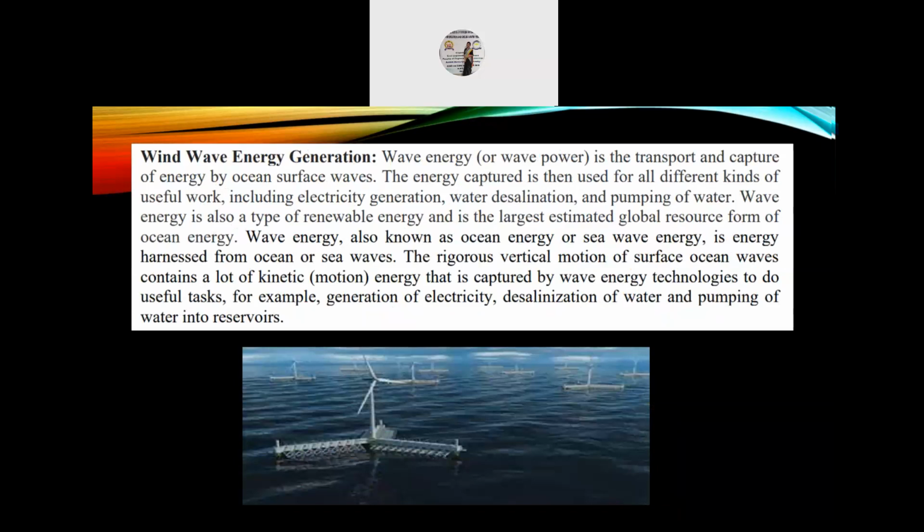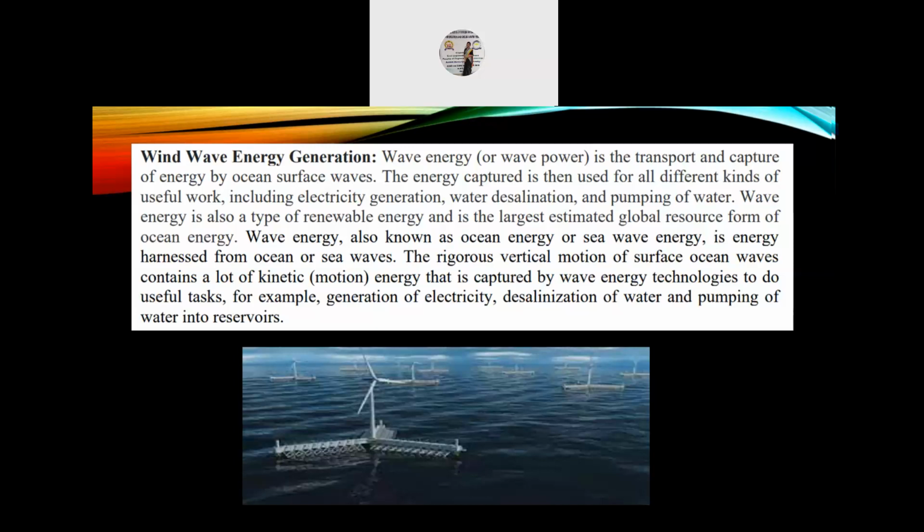Wave energy generation. Wave energy or wave power is the transport and capture of energy by ocean surface waves. The energy captured is then used for all different kinds of useful work, including electricity generation, water desalination, and pumping of water. Wave energy is also a type of renewable energy and is the largest estimated global resource form of ocean energy. Wave energy is also known as ocean energy or sea wave energy. It is energy harnessed from ocean or sea waves.